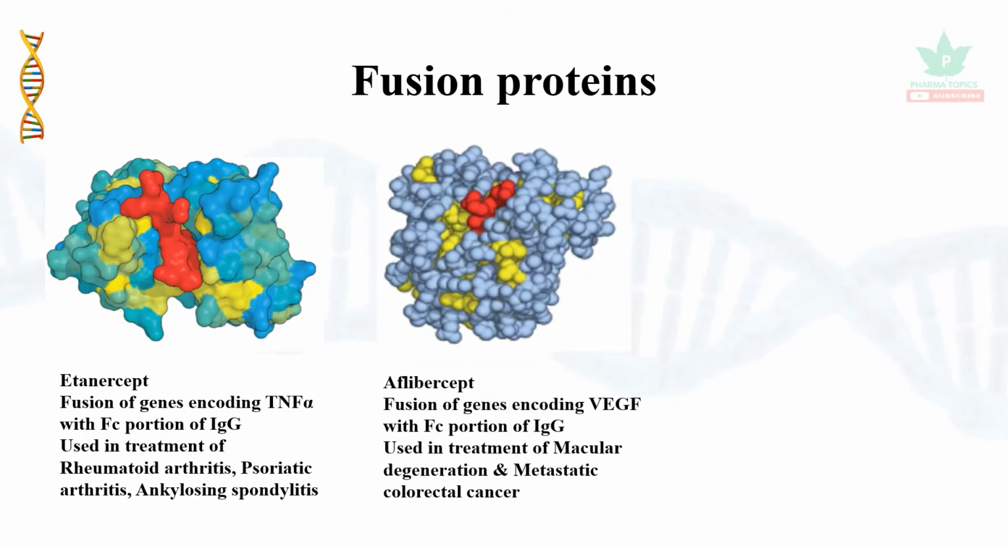It is a fusion of genes encoding vascular endothelial growth factor with the Fc portion of the immunoglobulin G. It is used for treatment of macular degeneration and metastatic colorectal cancer.